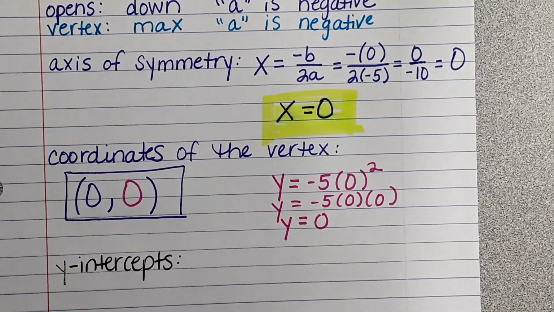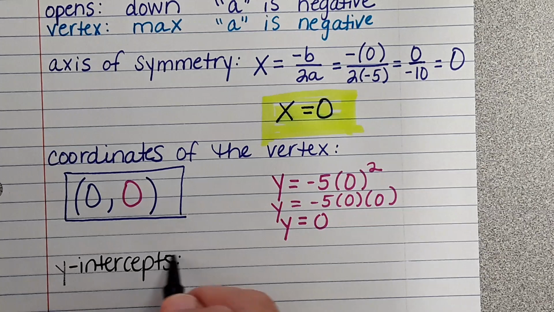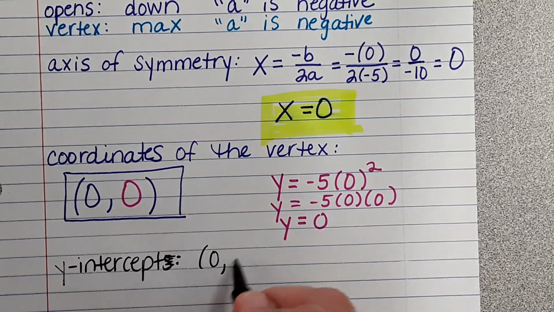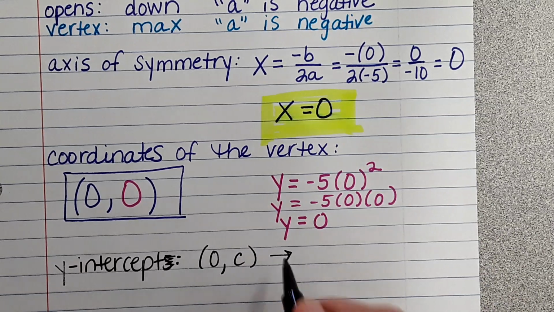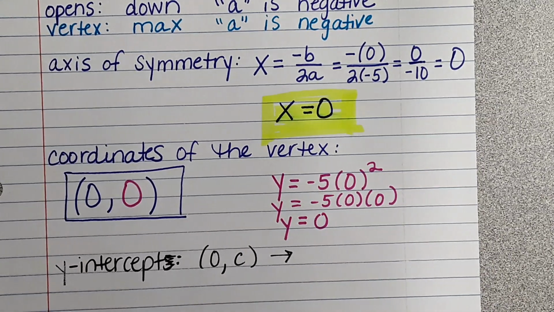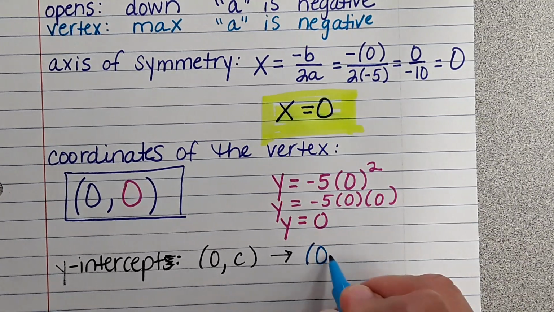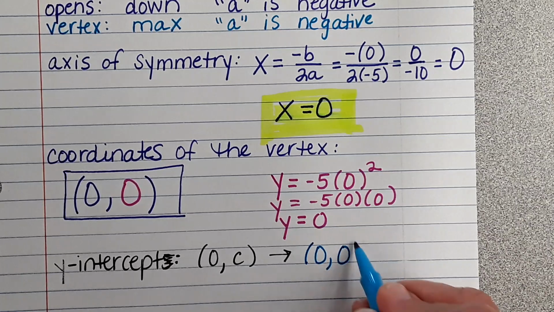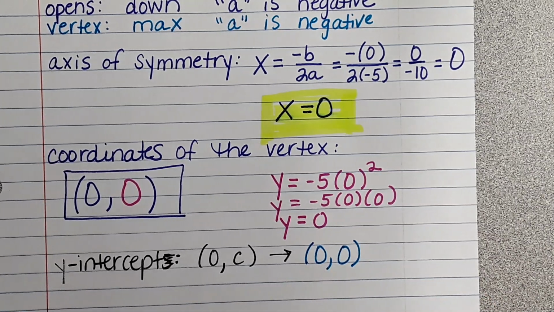So the y-intercept. There usually is only one. The y-intercept is 0, c. You guys, c means what is c in the equation. So what is the y-intercept? Well, what did we determine c was? What did we determine c was? 0. That's our answer. Okay.